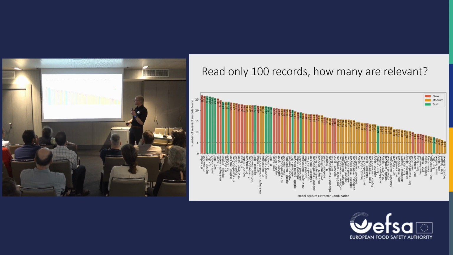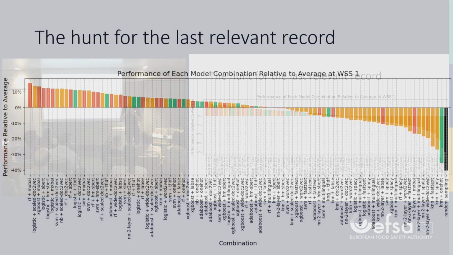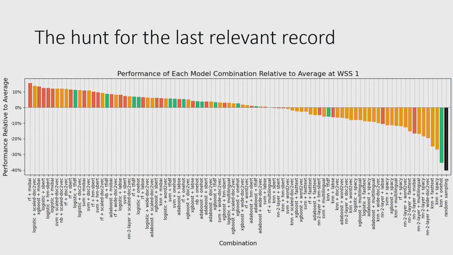Okay, what if the task is to find the last relevant paper? So this is the hunt for the last relevant record in the data set. So you've already screened for many, many hours, and there's just one more paper to find. Well, then apparently this MXBai model outperforms all of the other models. Probably because it's based on a lot of training data. It's pre-trained, right? So it understands context. And this last relevant paper is probably a little bit different compared to all of the other papers.